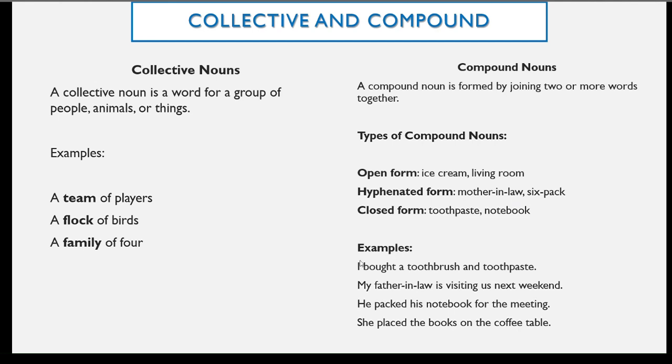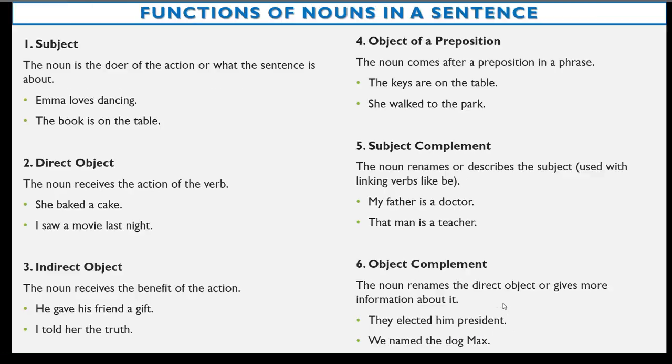Here we have examples. I bought a toothbrush and toothpaste. My father-in-law is visiting us next weekend. He packed his notebook for the meeting. She placed the books on the coffee table. Let's see the functions of nouns in a sentence. First one, subject. The noun is the doer of the action or what the sentence is about. Emma loves dancing. So our subject is Emma.